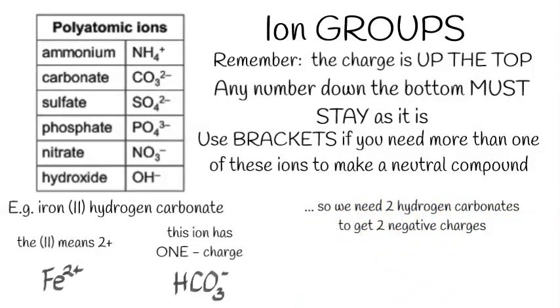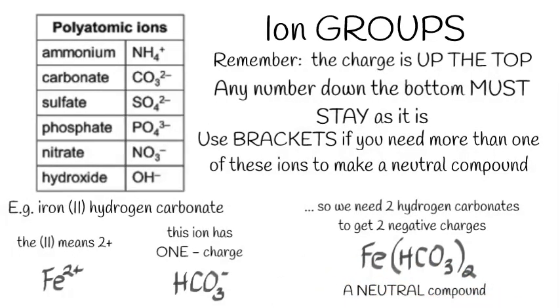There's one negative charge here and two positive charges, so we need 2 hydrogen carbonates for every 1 Fe2+ to balance those charges and make a neutral compound. Here's where we need to use the brackets, because otherwise we'll have HCO32, and that just doesn't make sense.